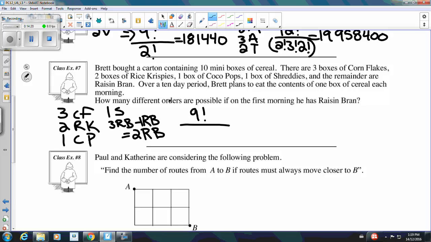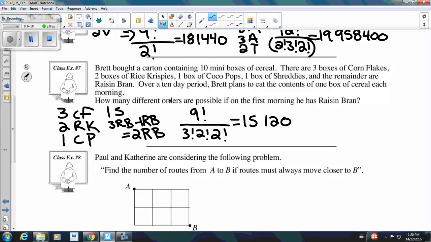So there's 9 total, and we need to divide out our repeats. I have 3 cornflakes, so I'm going to divide by 3 factorial. 2 Rice Krispies, so I'm going to divide by 2 factorial. 1 of Cocoa Puffs, 1 of Shreddies, so I don't need to do anything. If you divided by 1 factorial, though, it wouldn't make a difference, so you could put that in. And then I still have 2 boxes of Raisin Bran. So this gives me 15,120 choices.